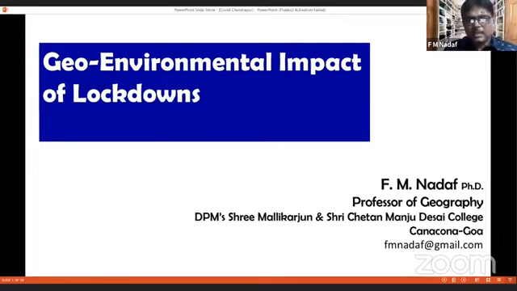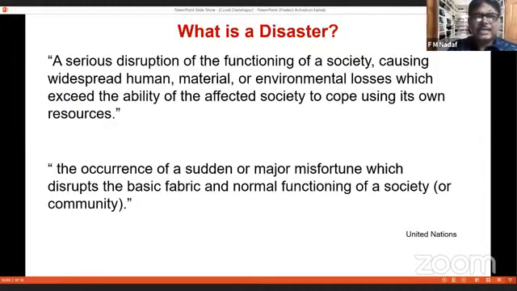So we are in the midst of a disaster. Therefore, I feel that I should define what is a disaster. All of us know what is a disaster, but I think it will be pertinent to define it. We can define disaster as a serious disruption of the functioning of the society, causing widespread human, material, or environmental losses which exceed the ability of the affected society to cope using its own resources.